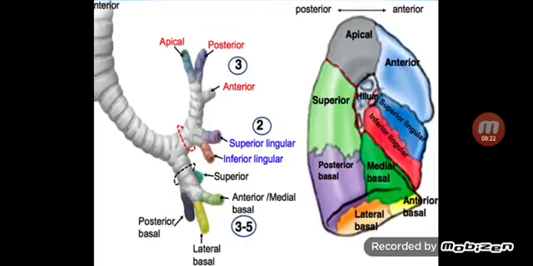What about the inferior lobe? In the inferior lobe we have the superior segment, which is also the apical in some sources, then the medial basal and lateral basal, anterior basal and posterior basal. So we have the superior or apical, in addition to the medial, lateral, anterior, and posterior basal bronchopulmonary segments. And this is for the left lung.